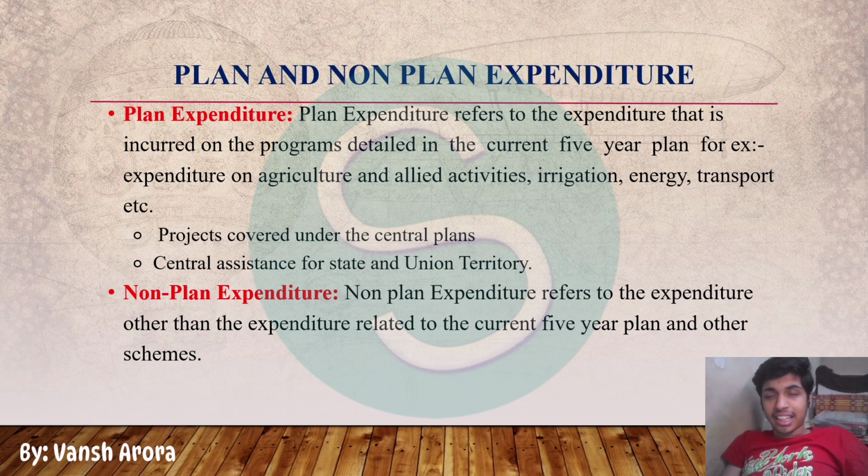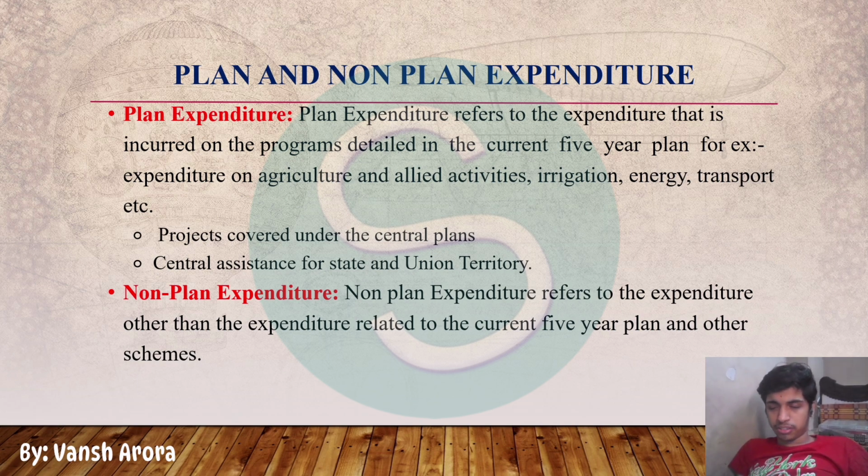So let's talk about the first, plan expenditure. It means that kind of expenditure that is mentioned in the current 5-year plan. If any expenditure that has been mentioned in the current 5-year plan has been incurred, it will be considered as planned expenditure. On the other hand, if there is any expenditure which is not planned, which is neither written in the current 5-year plan nor in any other scheme, it means that it is non-planned expenditure.